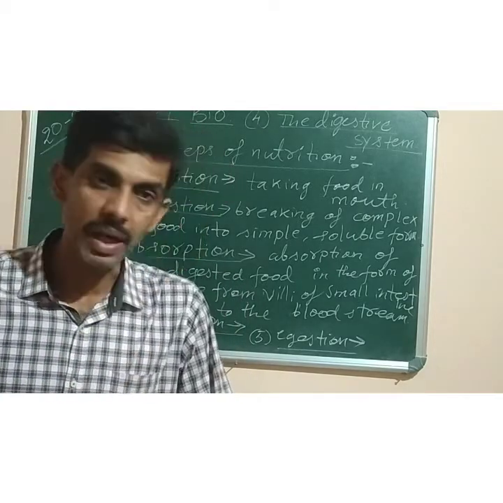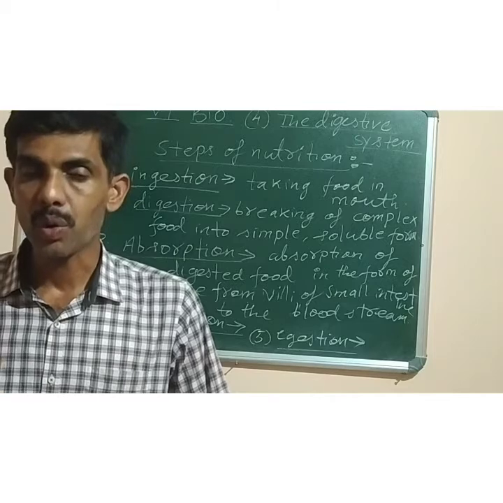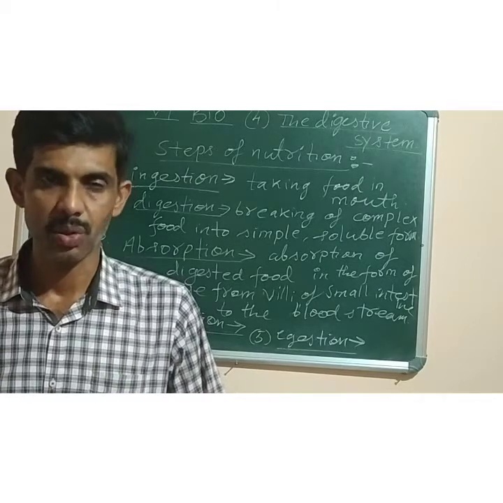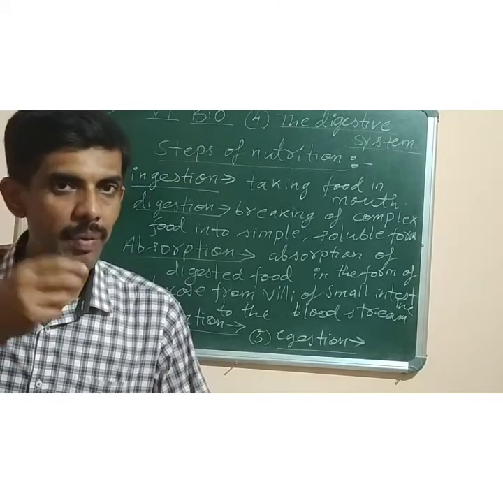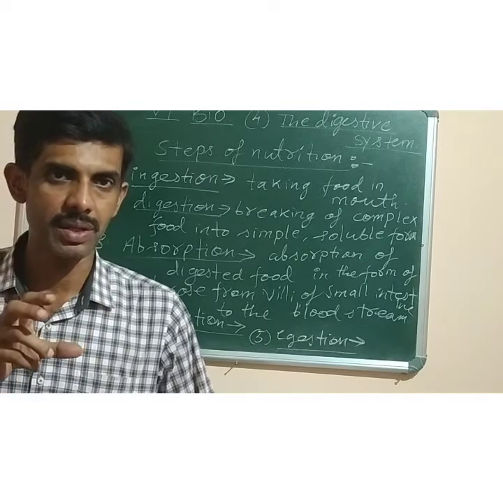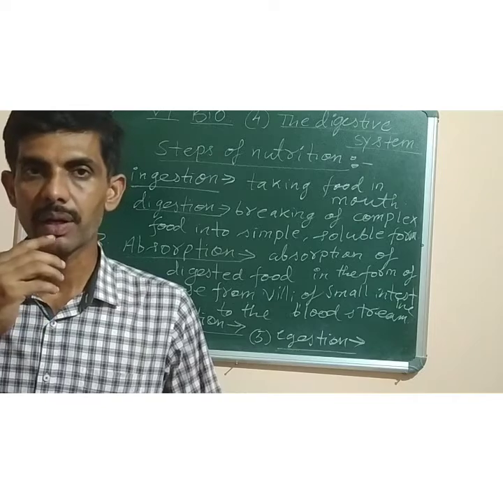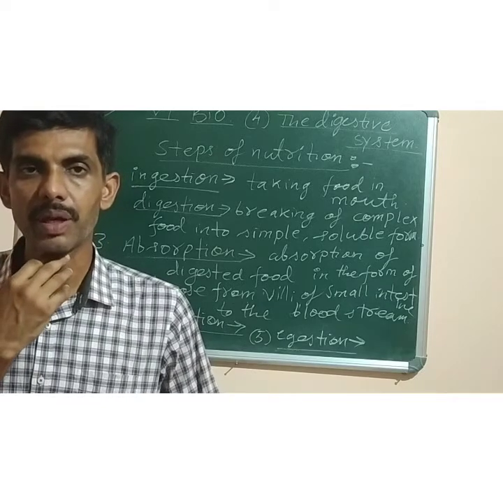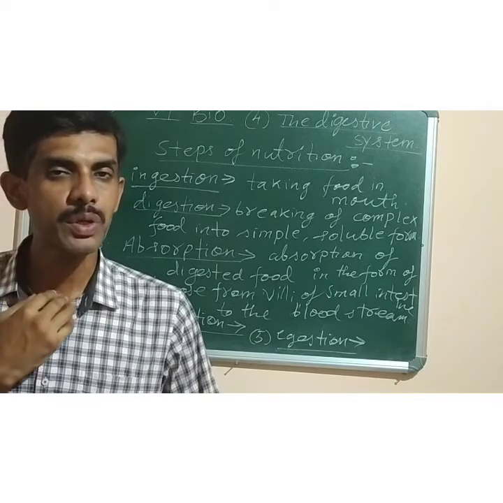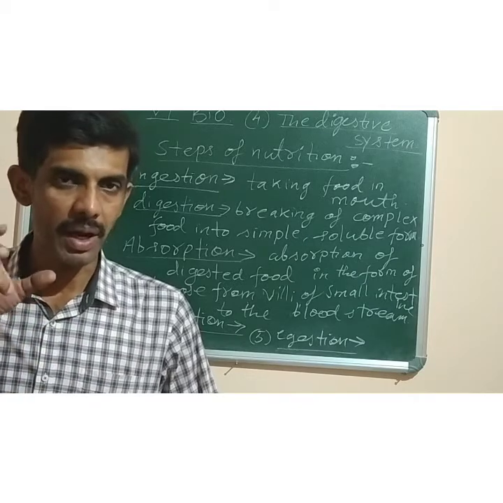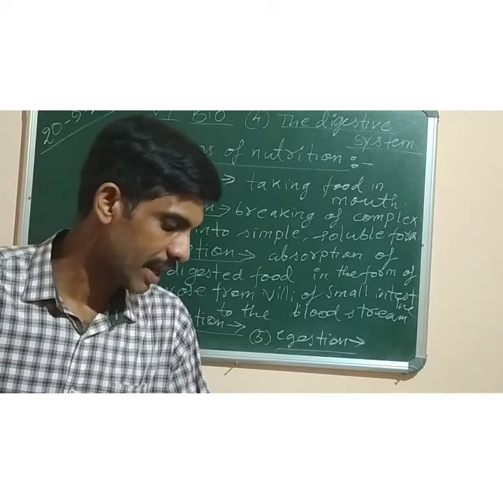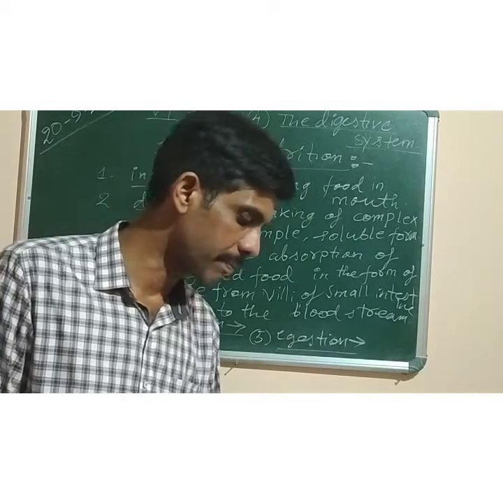Now this is done with the help of a process called peristalsis. So what is peristalsis? It is the wave-like contraction and relaxation of the muscles of the food pipe that pushes the food from the mouth down the food pipe. The food is pushed down into the stomach by alternate contraction and relaxation of the muscles of the food pipe.